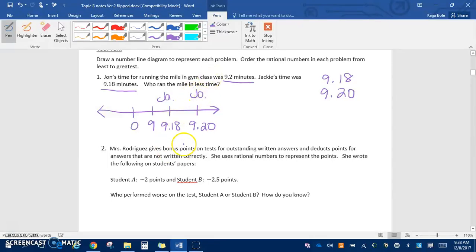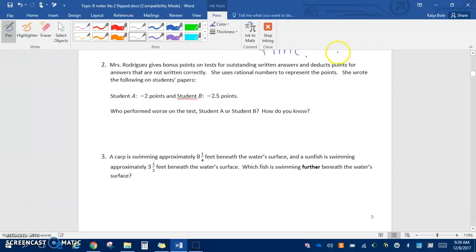So who ran the mile in less time? We want the smaller number, so we can say that Jackie ran the mile in less time. Alright? We're going to do just one more example here with ordering these numbers.